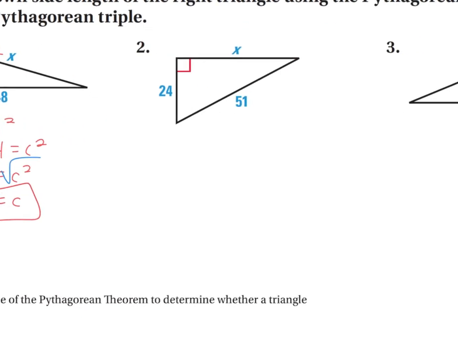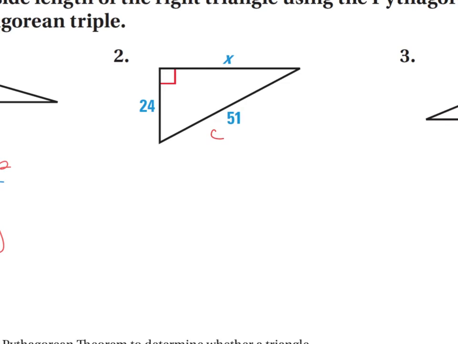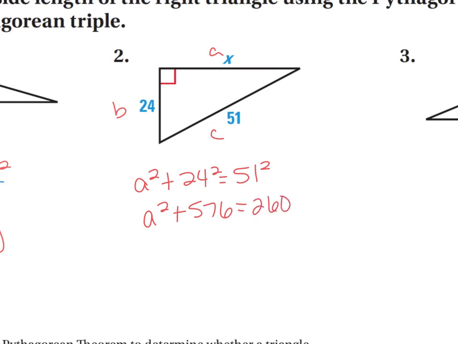Okay, next one. This is my c. I'll call this a and this b. So I have a squared plus 24 squared equals 51 squared. So a squared equals, these are big numbers, so 24 squared is 576. 51 squared is 2,601.